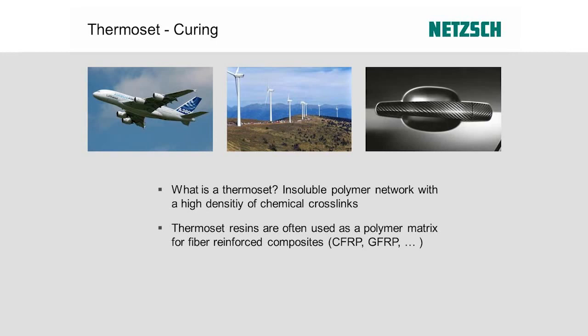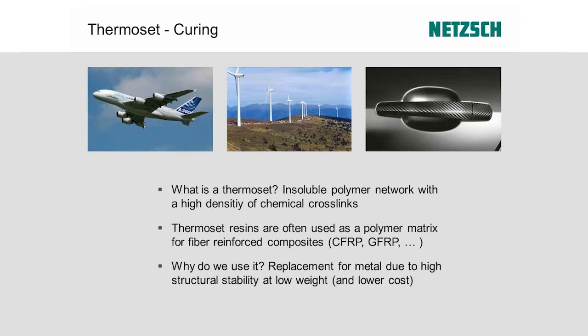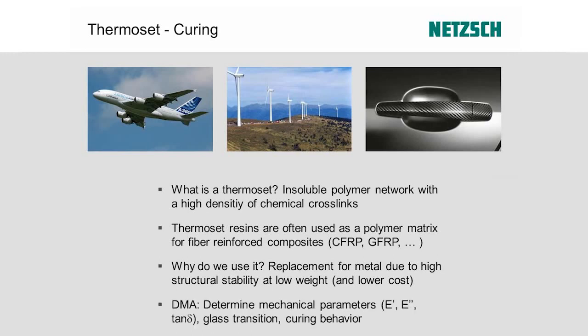There's a few examples here from these windmills where you know that mainly glass fibers are used, but in the automotive to the top right and in the aviation to the top left, you know that also carbon fiber reinforced polymers play quite a big role. Why do we do it? Because we have a high structural stability at low weight and low density, and the aim is, of course, at lower cost. So what can we do with the DMA?